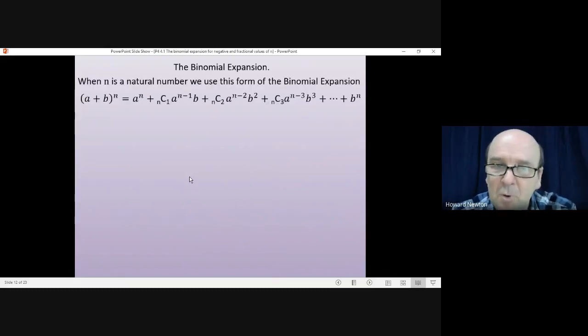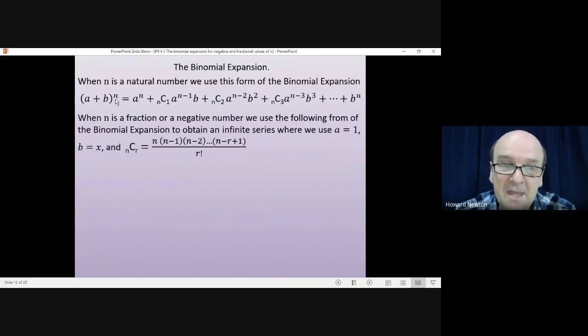Okay, the binomial expansion. First of all, a reminder of what we've done before. When n is a natural number, that means the power here is a positive integer, we use this form of the binomial expansion, and this is the form that you should have met before. But if n, the power, is a fraction or a negative number, then we use the following form of the binomial expansion, and we obtain an infinite series where we're using a equals 1. So this term here in the brackets, a becomes 1. b equals x. Instead of writing b, we write x. And nCr, we calculate by this new method.